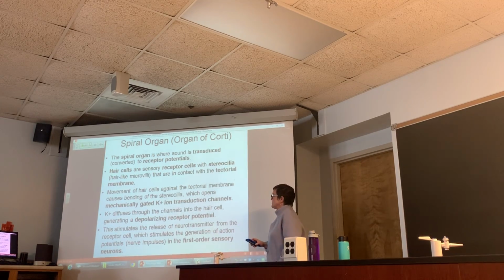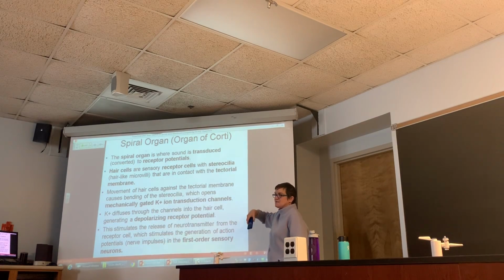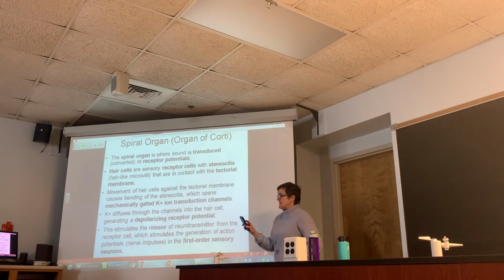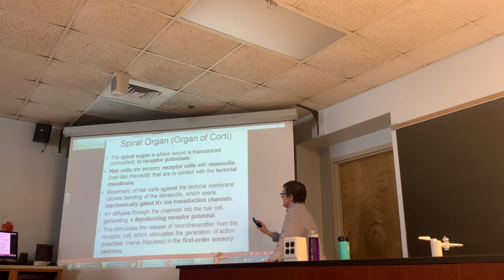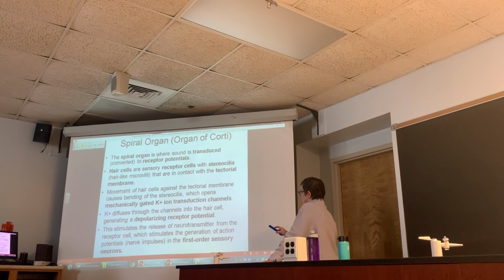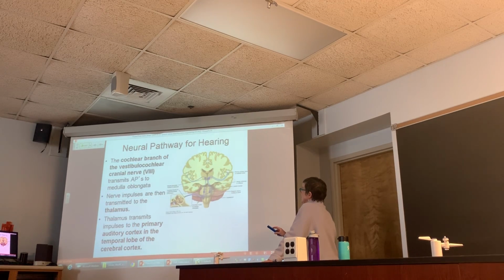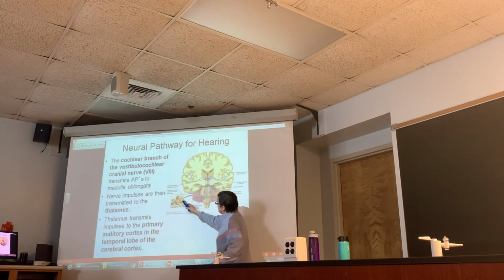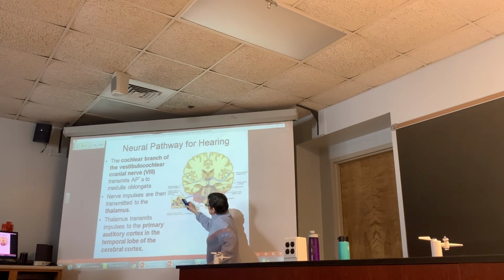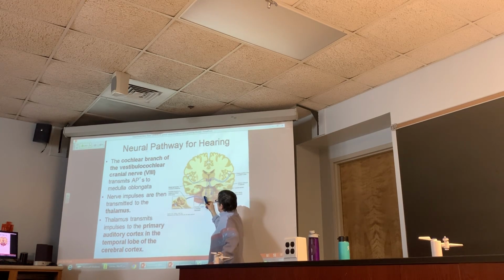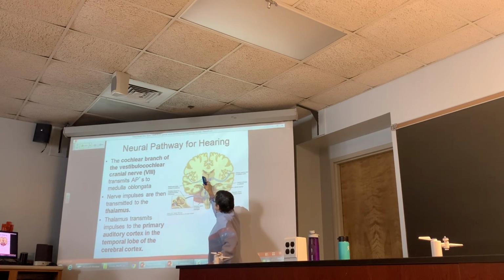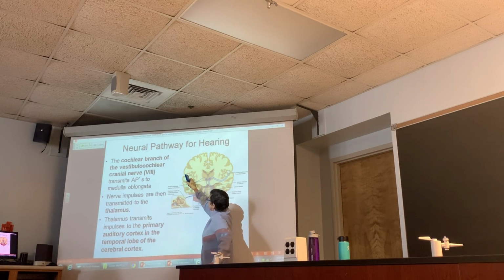So we've just talked about all that. But that's how you get those receptor potentials. It's a potassium ion channel, potassium flows in and depolarizes that cell. It in turn releases neurotransmitter, which stimulates action potentials in that first order sensory neuron of the cochlear branch of the vestibulocochlear nerve. And this shows there's a little opening in the cranium, and through that opening you've got the nerve carrying information to the thalamus and to the primary auditory area of the brain.